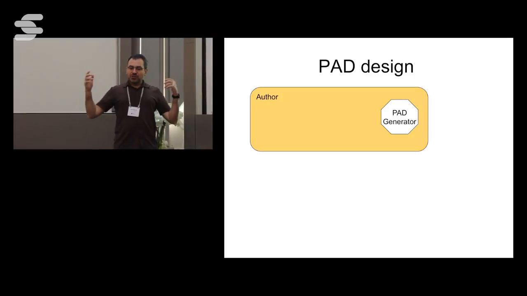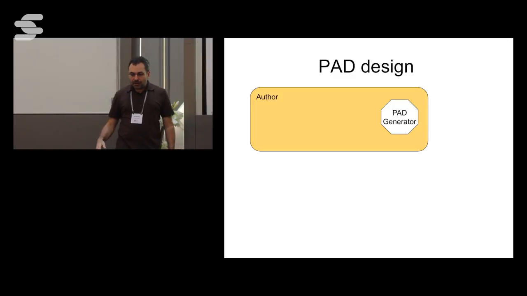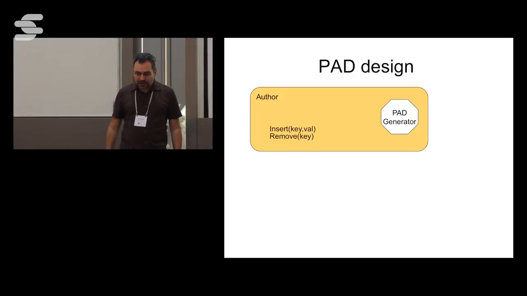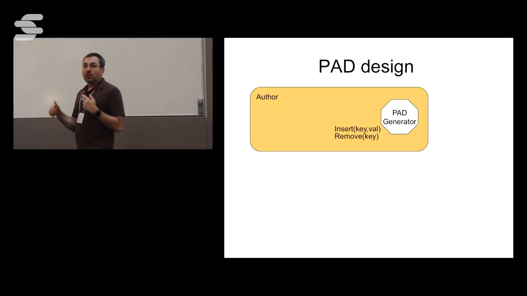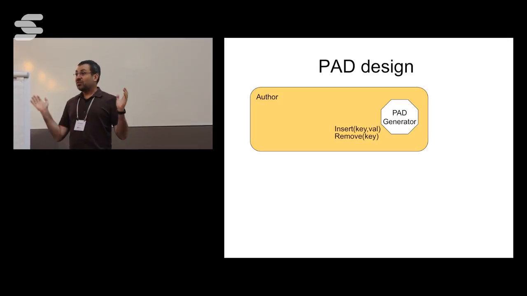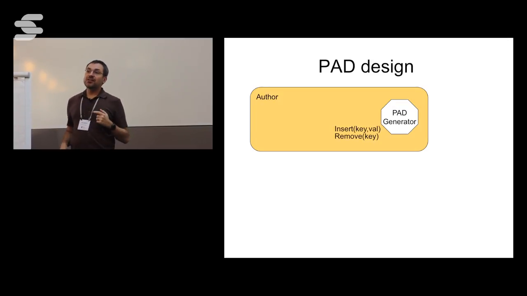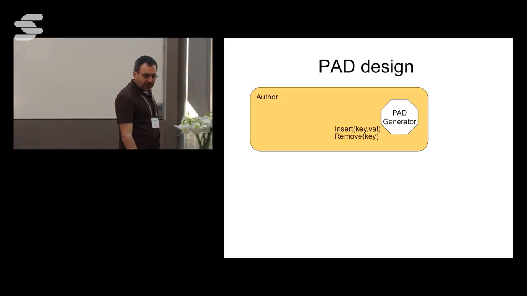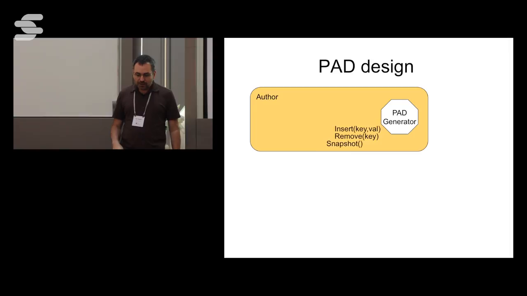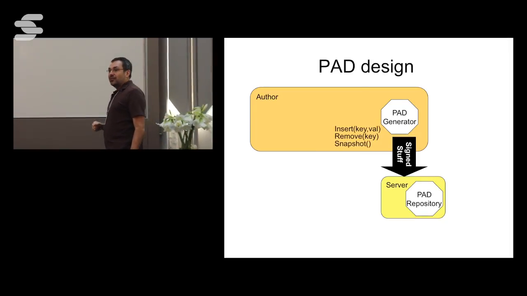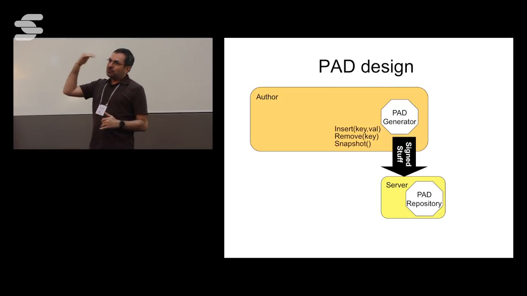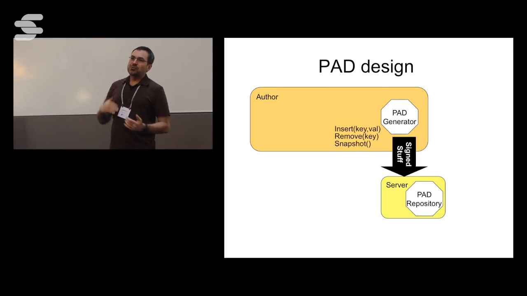So we have an author, which has this pad generator module inside. And it has two APIs. I can insert a key value tuple, or I can remove a key. That's the author's API. Insert a key value tuple, or remove a key altogether. That's it. And then somehow this pad generator is going, oh yeah, wait, I added another operation. I need to be able to snapshot. So the idea is that I say add, remove, snapshot.